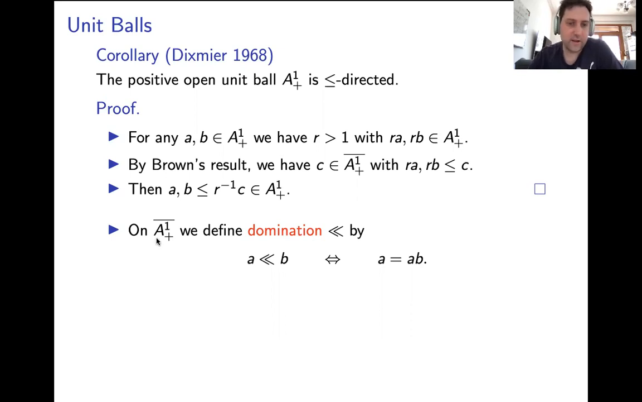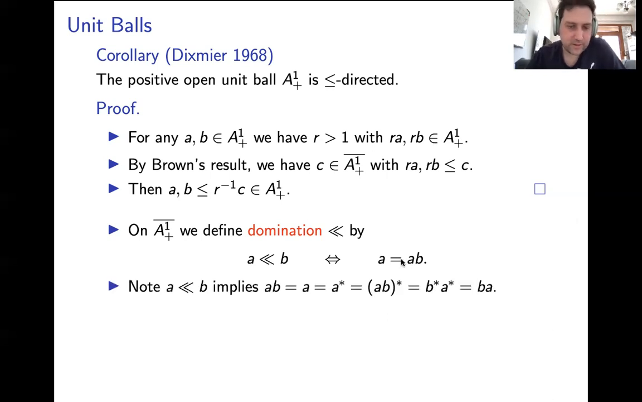Again, you could define it for arbitrary elements, but we're primarily interested in elements in the positive closed ball. So we say A is dominated by B if A is equal to AB. Very, very simple. One immediate observation is that whenever A is dominated by B, and these are self-adjoint positive elements, A and B have to commute. Because if AB is equal to A, and A is itself self-adjoint, that means this is equal to AB star. Recalling that stars flip the order of multiplication, this gives you BA.